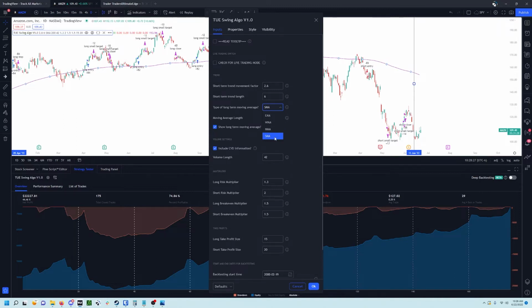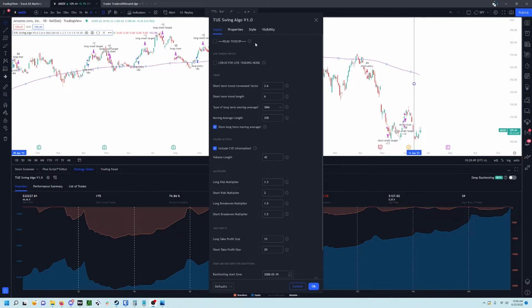I would suggest switching between the EMA and the SMA at first, seeing what you can get. And of course the length. This is a long-term moving average, and I like the 200. A lot of times I like the 200 SMA and EMA because a lot of other traders use them, and they tend to be a self-fulfilling prophecy.